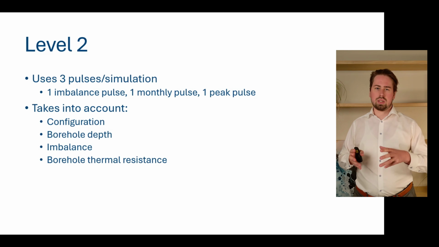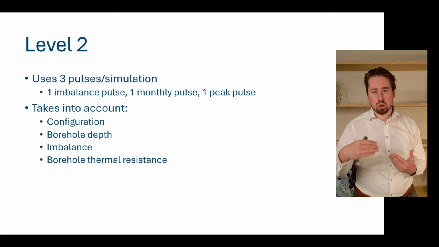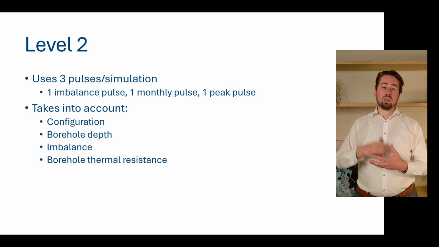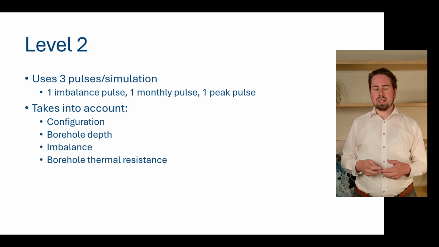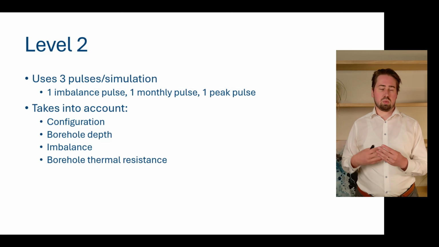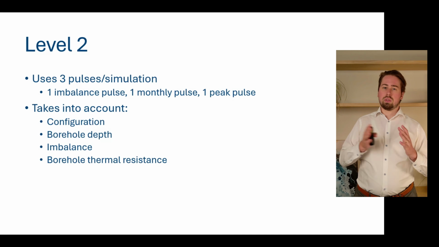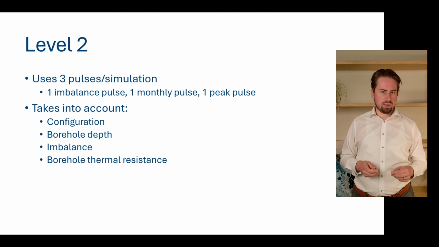Now the one pulse that considers the imbalance, and it takes into account the long-term effect of the long-term temperature drift due to the imbalance. The second one is the monthly pulse, so it's going to look at which month is the worst case, where is the extraction or injection load the highest, and then it will also consider the peak power in that month.